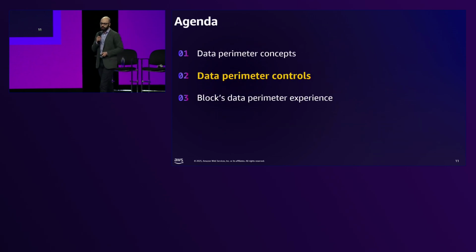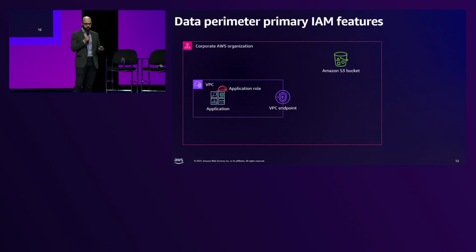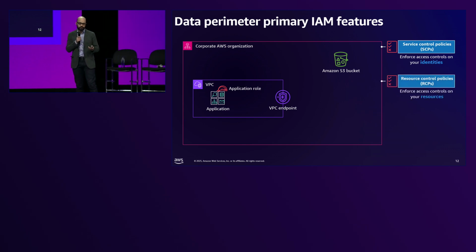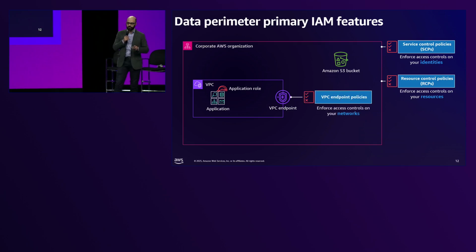So let's review together how you can build your data perimeter controls. To build your data perimeter controls, you can use different types of authorization policies, such as service control policies, or SCPs, that will help you enforce access control on your identities. Resource control policies, or RCPs, that help you enforce access control on your resources. And finally, VPC endpoint policies that help you enforce access controls on your networks.